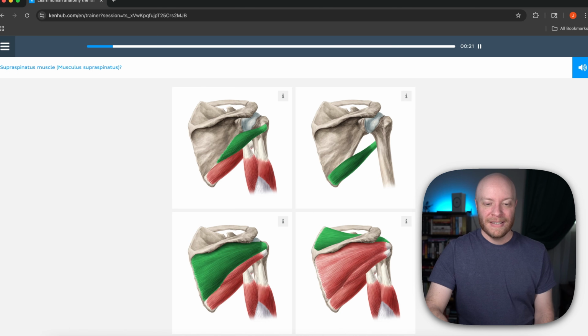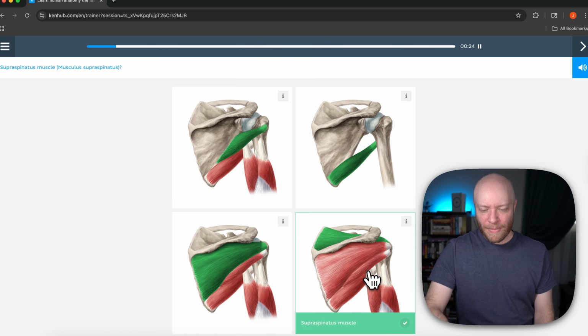In today's video, we're going to be discussing the 4 rotator cuff muscles, their origin, insertion, function, and then we're going to take a short quiz to see just how well we're holding on to this information.